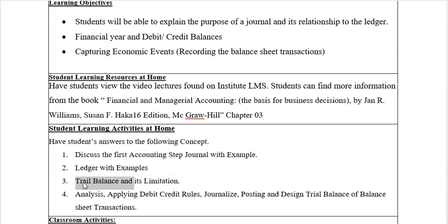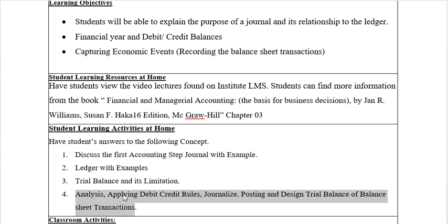Trial balance, and its limitations. And further you will be able to learn the analysis, applying the debit credit rules, journalizing, posting and designing the trial balance of the balance sheet transactions. Basically you need to learn this and apply it in front of your class, how you will do the transaction.